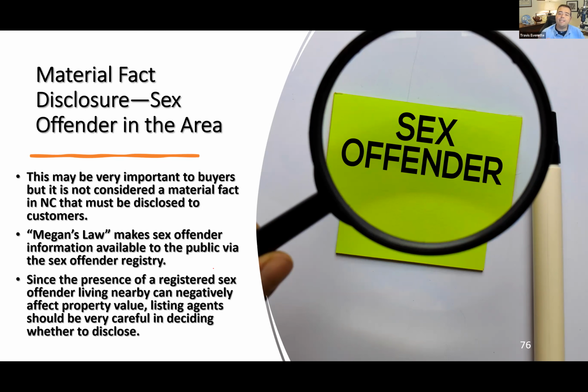Does everybody recognize that's different than disclosing the presence of the sex offender? You're simply answering their questions. That's also different than disclosing a material fact, because with a material fact, you don't wait for somebody to ask.